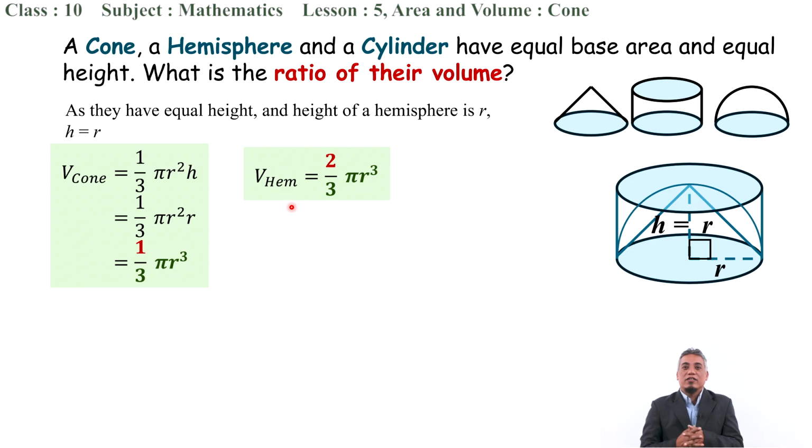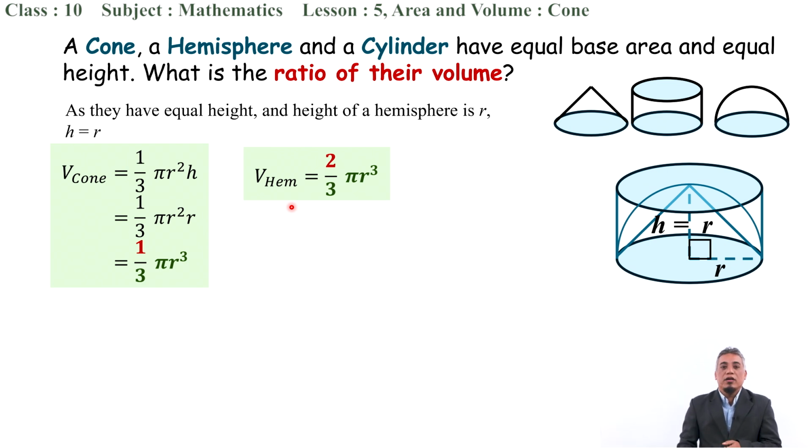You have guessed correctly. That is 4 by 3 pi r cube. So as the volume of a sphere is 4 by 3 pi r cube, the volume of a hemisphere is just half of that. There was 4 by 3, now it is 2 by 3. Yes, the volume of a hemisphere is 2 by 3 pi r cubed.